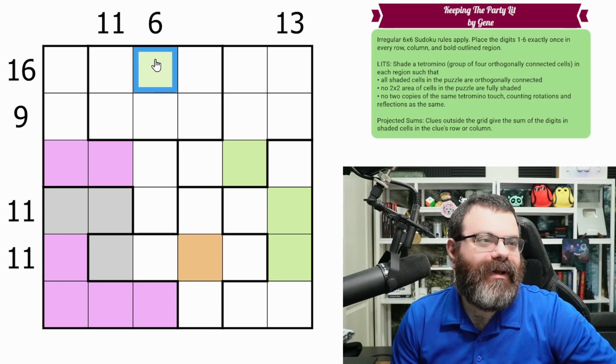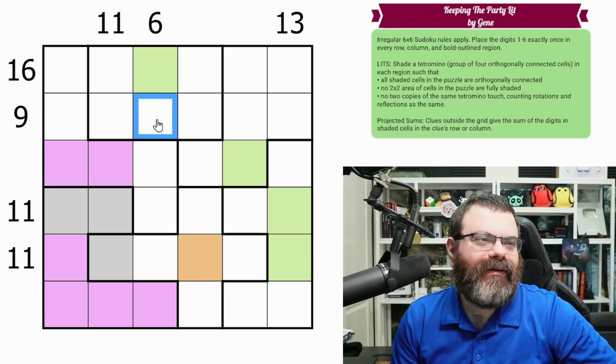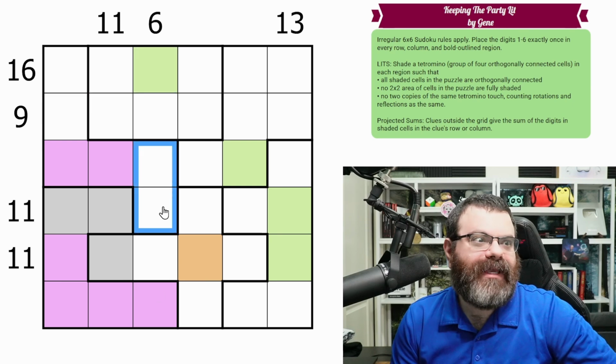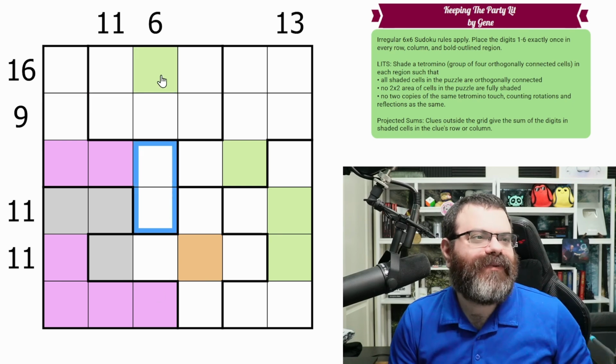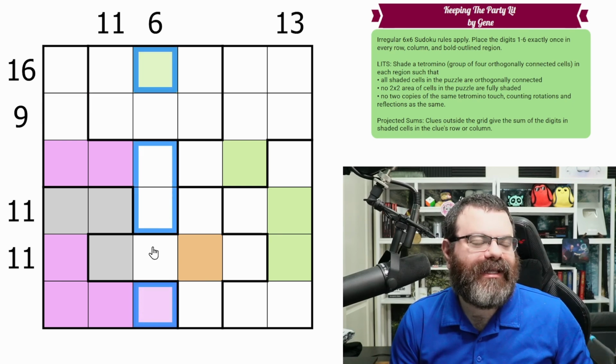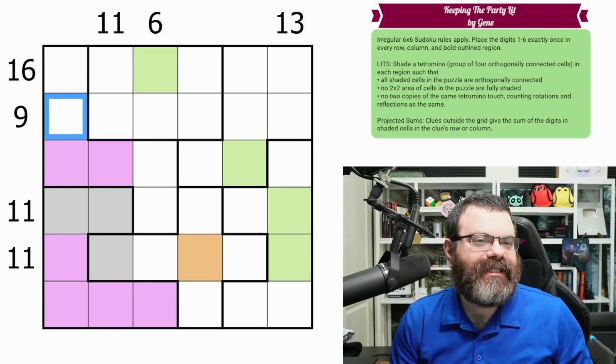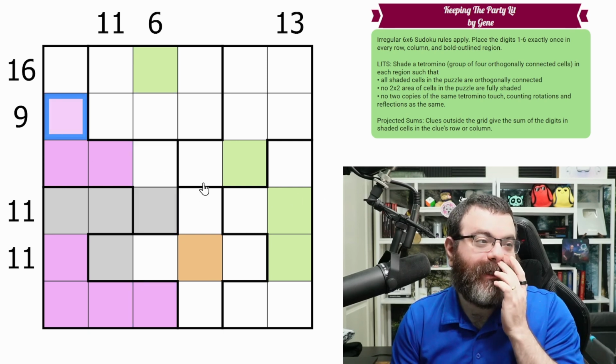Okay. But with this shaded, I think this could be shaded. Yeah, we could make a T like this. But we can't shade both of these, because if we did, we would have 4 shaded cells trying to add to 6, and that's too big. So actually this has to be unshaded, which makes this one shaded.